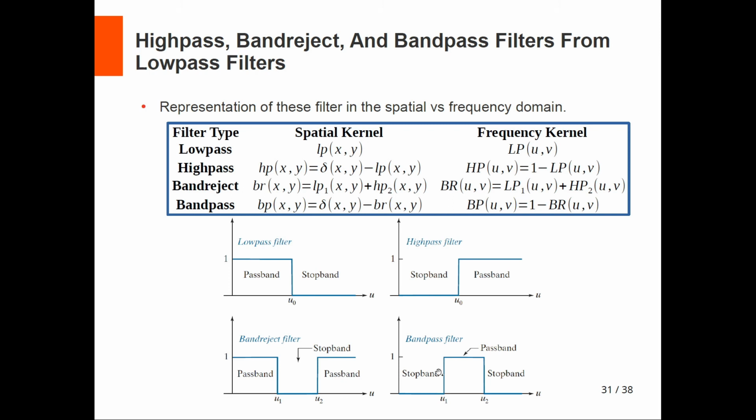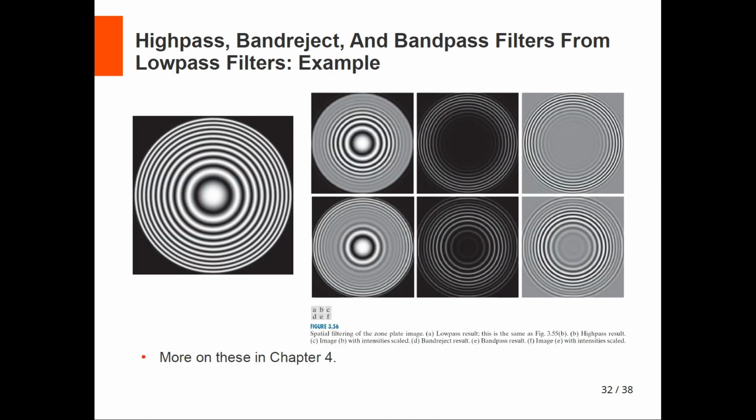What about the band pass filter? A band pass filter is 1 minus a band reject filter in the frequency domain. Again, band pass is 1 minus a band reject filter, and if we convert it into the spatial domain, we have delta minus the spatial kernel that is used for a band reject filter. Of course, more detail regarding these implementations will be discussed when we discuss Fourier transform in the next chapter. But let's just quickly look at one example.